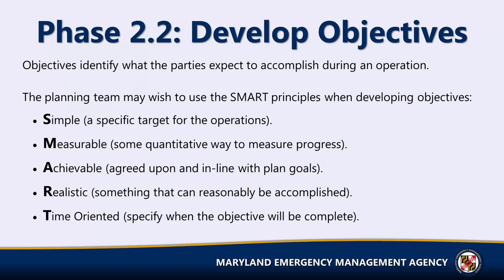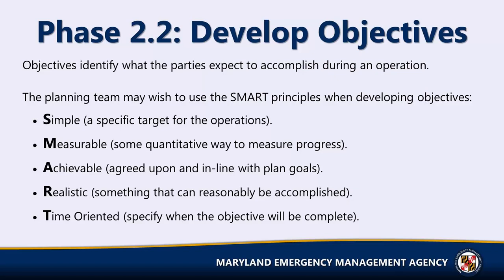The objectives justify writing the plan by identifying what the parties to the plan expect to accomplish during an operation. There are a number of ways to develop objectives, but at a minimum, they must be achievable and measurable. The planning team may wish to utilize the SMART principle when developing objectives. SMART objectives are simple, meaning they provide a specific target for the operations.